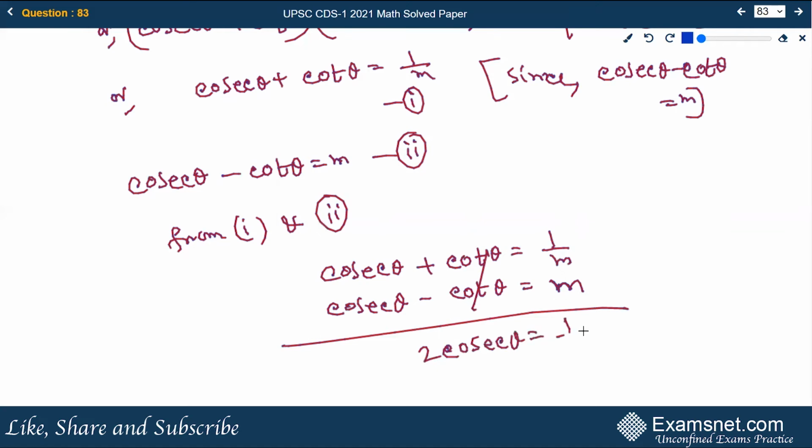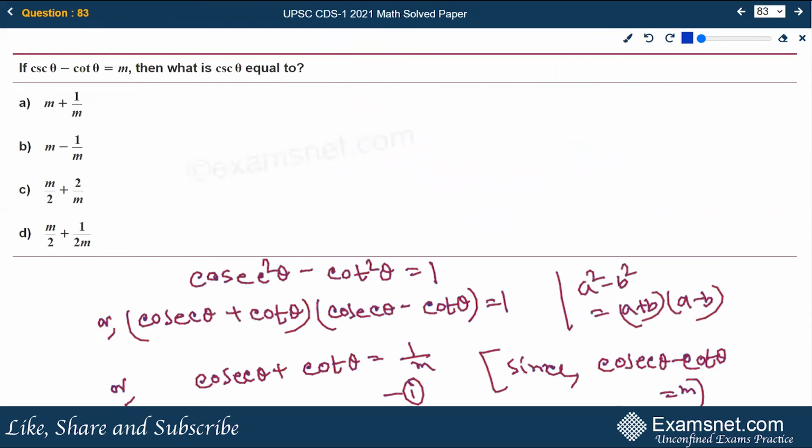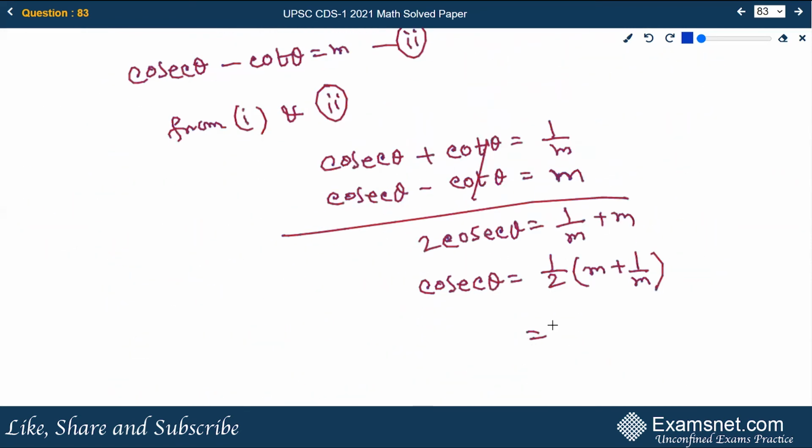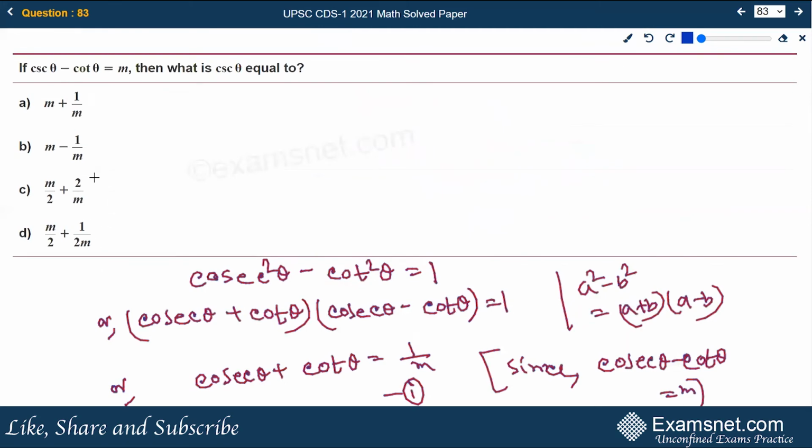2 cosec theta, that is 1 by m plus m. So here the value of cosec theta is half of m plus 1 by m. Further I can write it as m by 2 plus 1 by 2m. It will match with the option exactly. So yes, m by 2 plus 1 by 2m. Option D is the correct answer here.